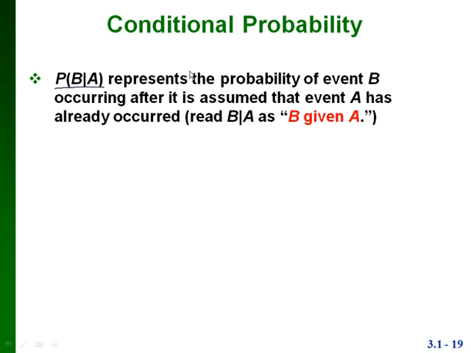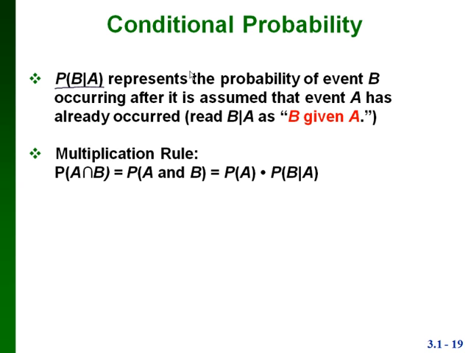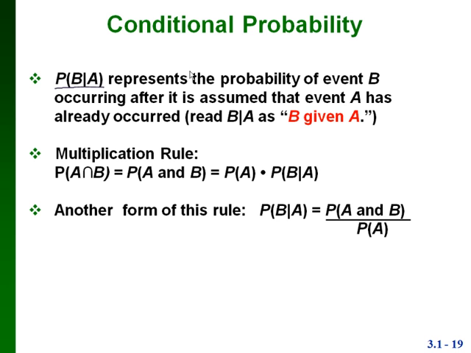So this is read as B given A. The multiplication rule says the probability of A intersection B, which is the same as the probability of A and B, is equal to the probability of A times the probability of B given A. Most of the time we're going to use this rule in a different form, and that is to find a conditional probability. So if we rearrange that rule a little bit, we have the probability of B given A equals the probability of A intersection B divided by the probability of A.